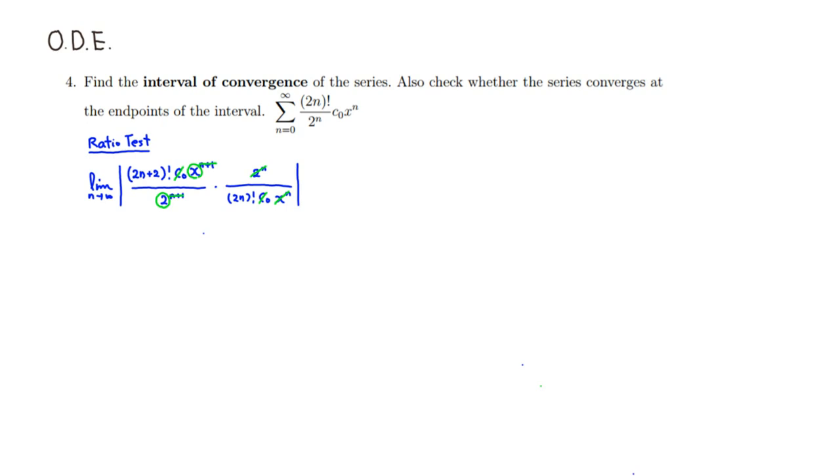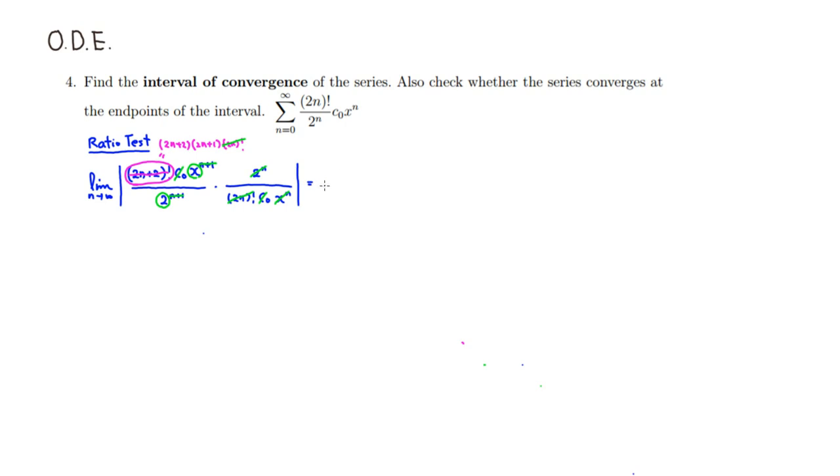Then this might be a little bit tricky, but for 2n plus 2 factorial, let's rewrite this as 2n plus 2 times 2n plus 1 times 2n factorial. So we can cancel 2n factorial and 2n factorial, and you have those guys left.